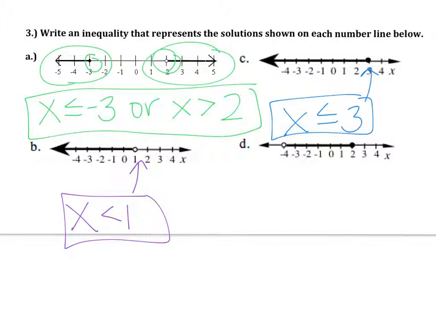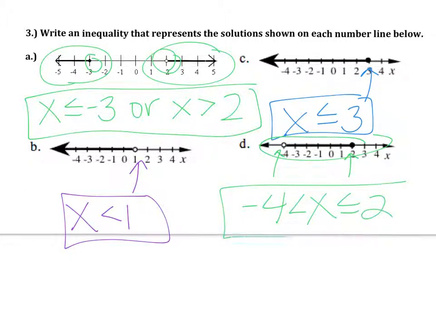And then for D, we have an open point and a closed point, and then they're going towards each other. So this is an "and" inequality. So we're going to have negative 4 is less than x, which is less than or equal to 2.